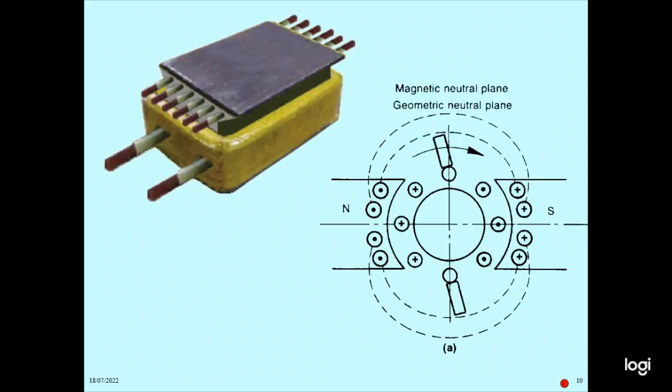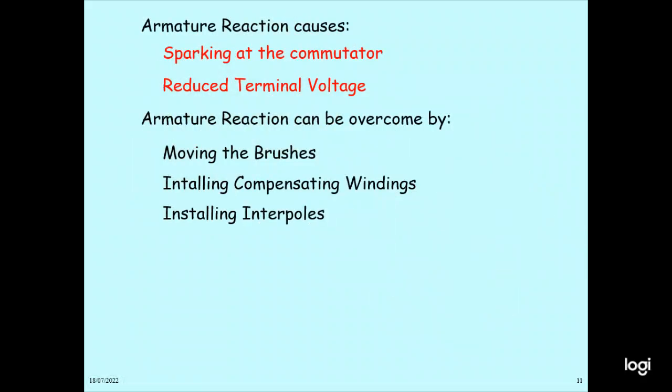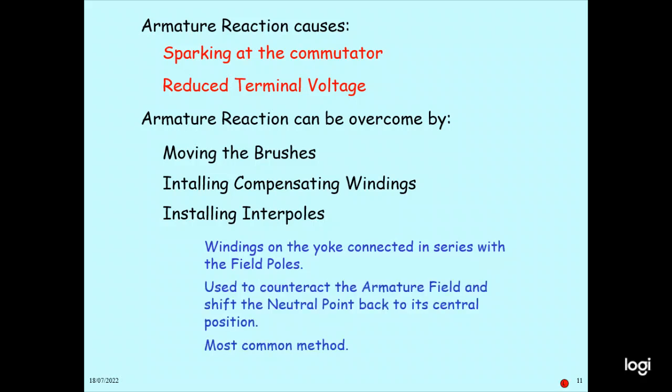In this case, we can utilize the windings on the yokes that are connected. We also have to use interpoles. The armature reaction causes sparking at the commutator and reduces the terminal voltage. It can be overcome by moving the brushes, installing compensating windings, and installing interpoles. Windings on the yoke connected in series with the field poles are used to counteract the armature field and shift the neutral point back to the central position. This is the most common method.